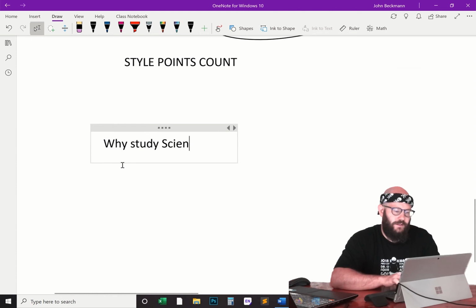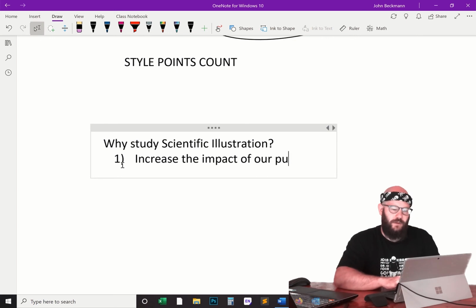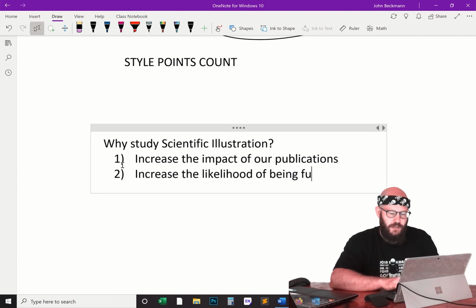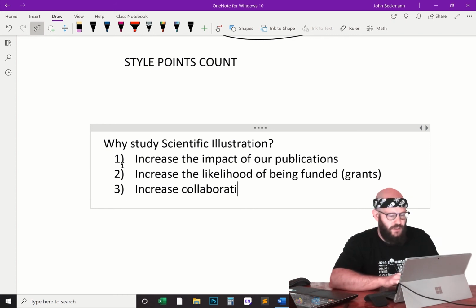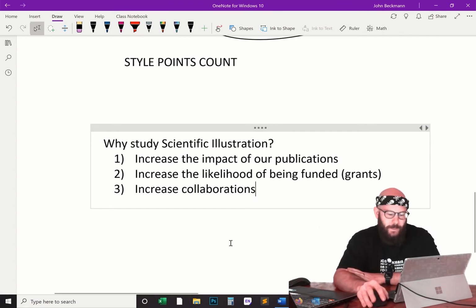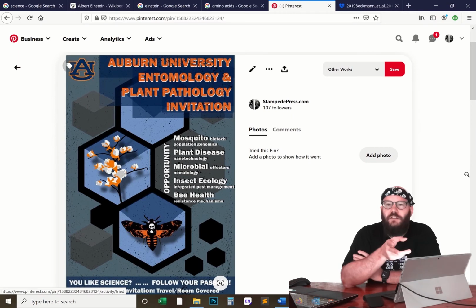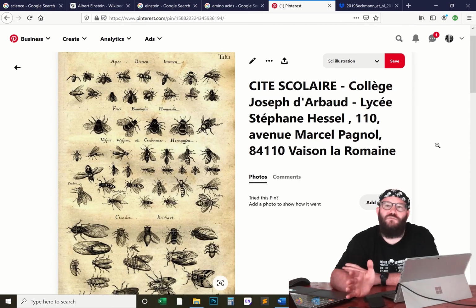So why study scientific illustration? I fundamentally believe that we can increase the impact of our publications. We can increase the likelihood of being funded in terms of our grants. We can increase collaborations. This is because when you have great figures, people will start contacting you and say, hey, can you help me make a figure with this? But it goes much further beyond that. We can use our skills to recruit. We can use our skills to inspire, and we can use our skills to communicate science.